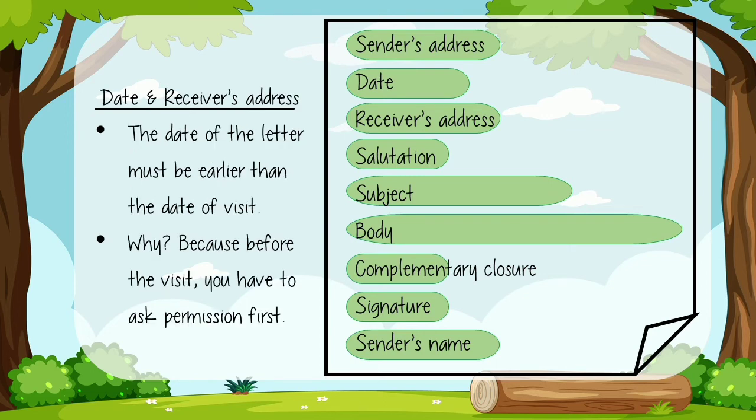Next, date and receiver's address. The date of the letter must be earlier than the date of the visit. Tarikh kita tulis surat mestilah lagi awal berbanding tarikh kita nak melawat. Why? Because the reason you are writing this letter is to ask permission. Awak nak minta kebenaran. Takkan minta kebenaran selepas dah lawat. Mestilah sebelum. Okay? Before the visit, you have to ask permission. So, of course, you have to write the letter first before the visit.